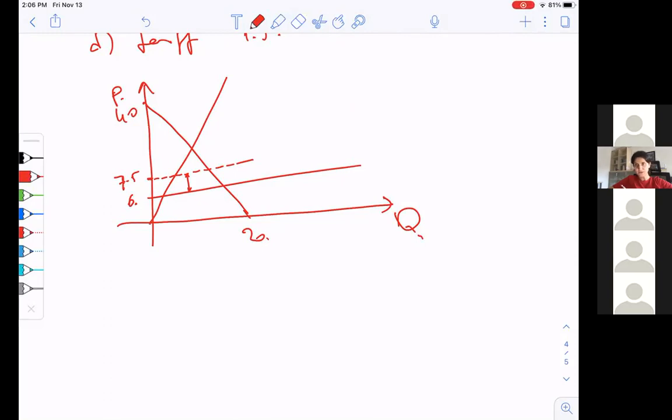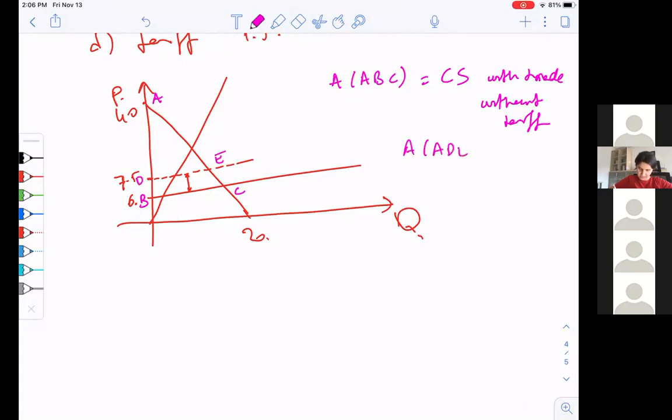So I'm just showing you the producer surplus and consumer surplus. Remember, I'm writing the ABC. This area of ABC is the consumer surplus with trade and without tariff. And then let's say this is D, this is E. Area of ADE is the consumer surplus with tariff.